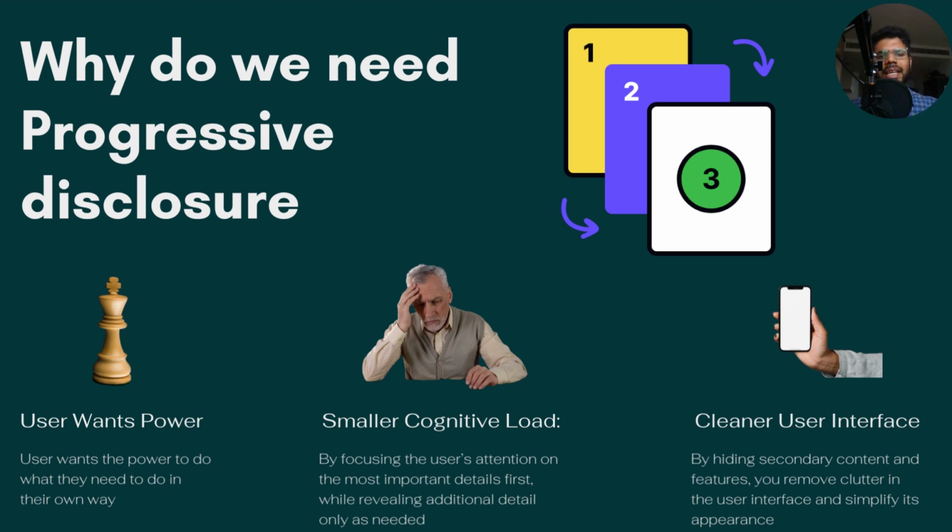In the next slide, let's take 6 examples of how progressive disclosure can be used.